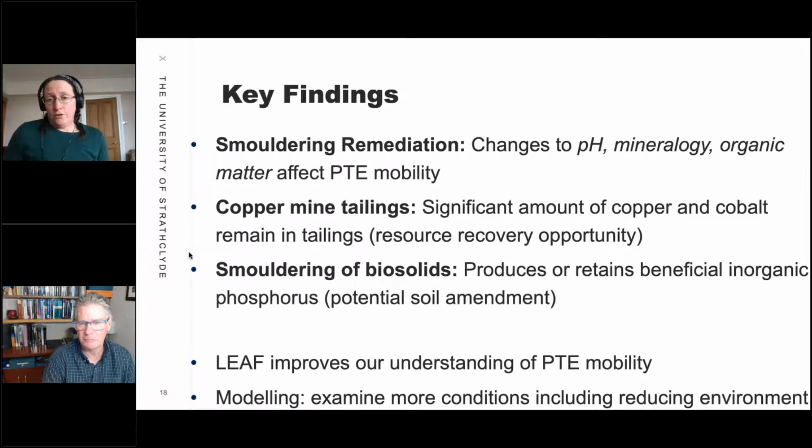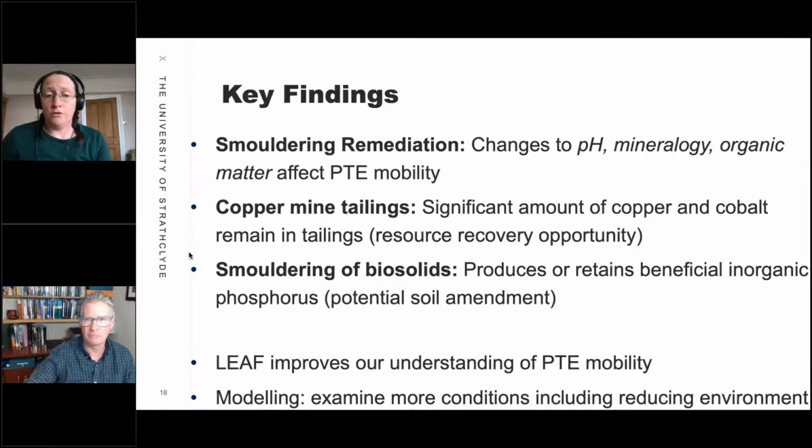In smoldering, we see changes to pH, mineralogy, and organic matter can all affect mobility. That's true in terms of our copper, where we're not just looking at it from a remediation point of view, but also resource recovery. And finally, for smoldering of biosolids, we're looking primarily at resource recovery, recovering that phosphorus in a beneficial way. LEAF has provided significant understanding into the mobility, not just of the target elements, but of all the other elements that we've been testing as well.